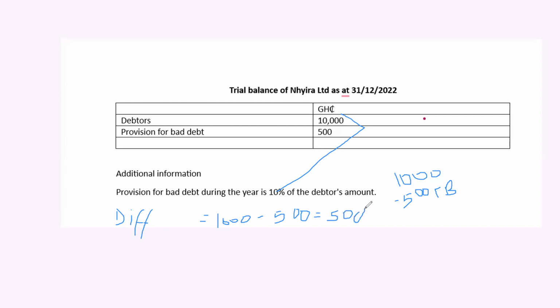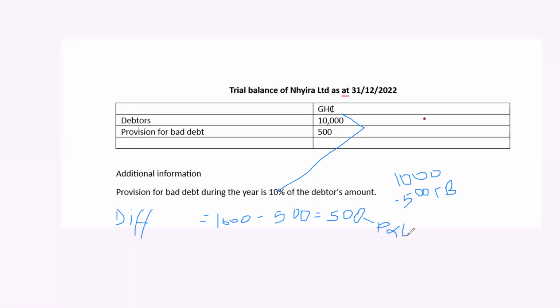Now, which aspect of the P&L is the difference going to? So when it is an increase in provision, you made a provision of 500. Now you are making a provision of 1,000. So there is an increase in provision. So the increase in provision is an expense. So that increase will be treated as an expense in our P&L, which is the difference. So the difference is what is going to P&L, as part of our expenses.